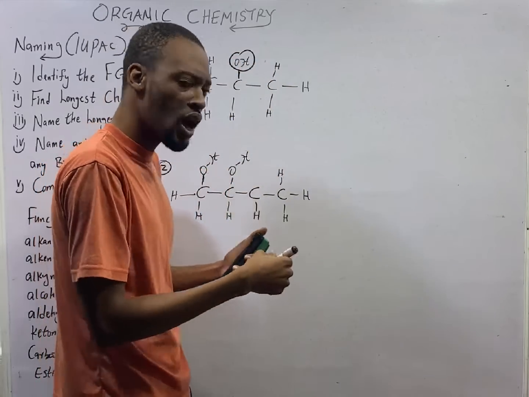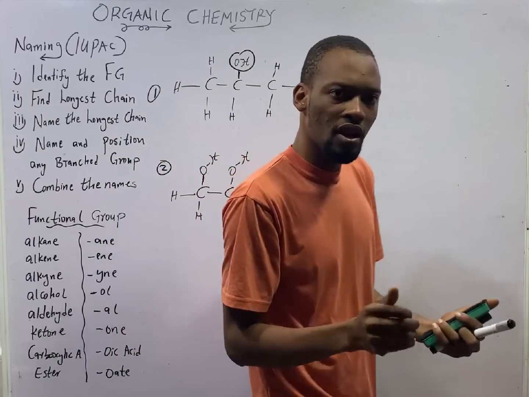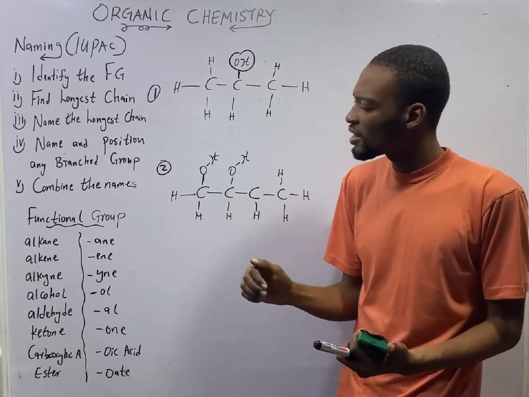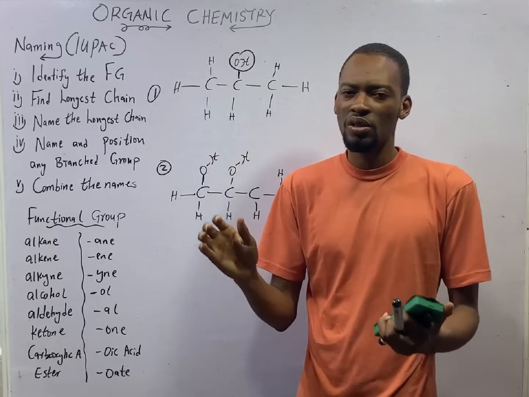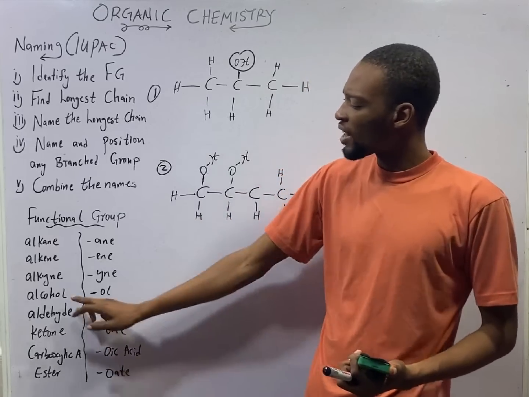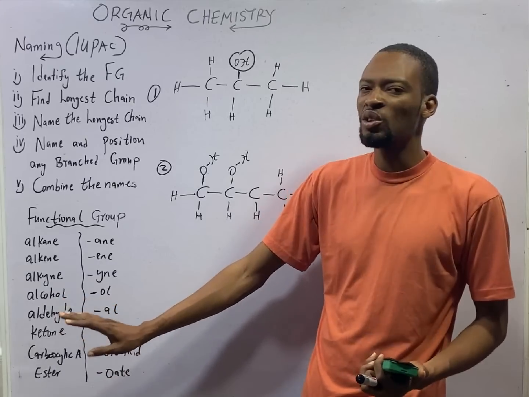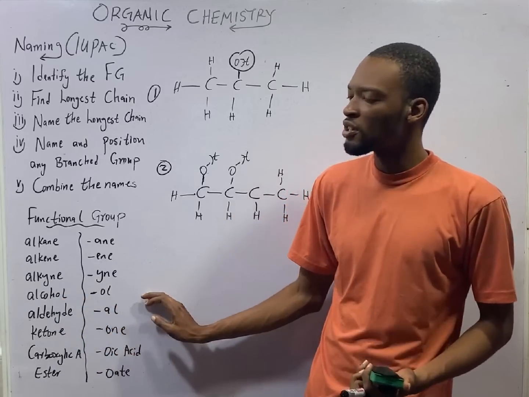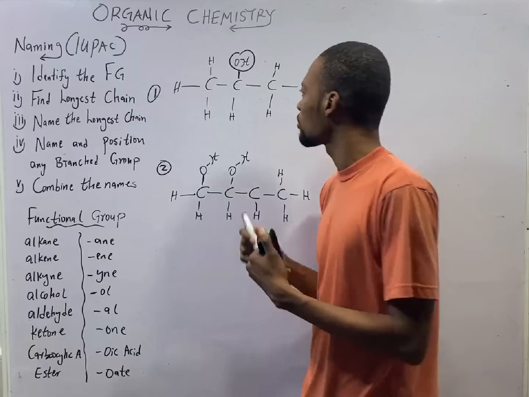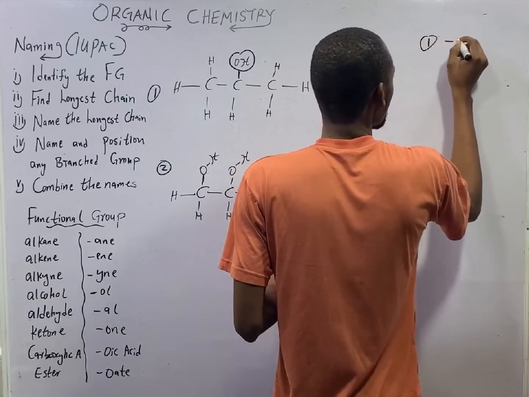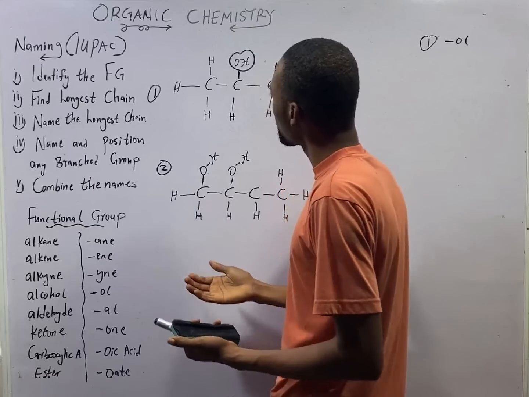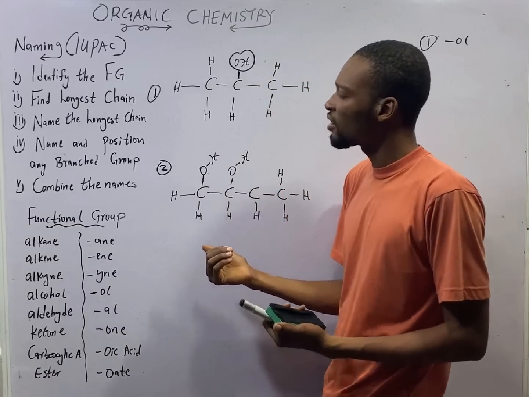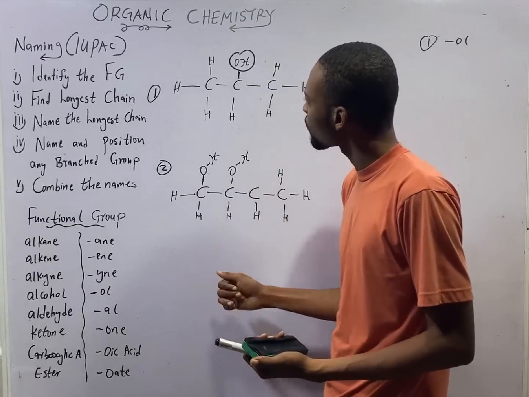What is the OH functional group? The OH functional group is the alcohol functional group, or you can say the alkanol functional group. And once you have the alcohol functional group or the alkanol functional group, the suffix will be ol. So ol is the suffix. The next is find the longest chain.